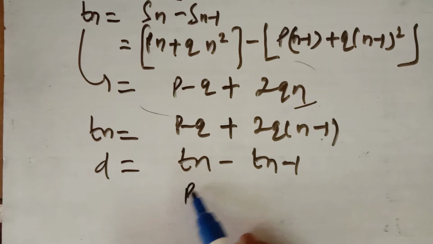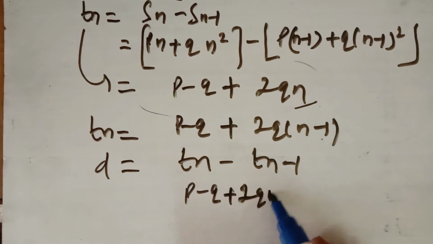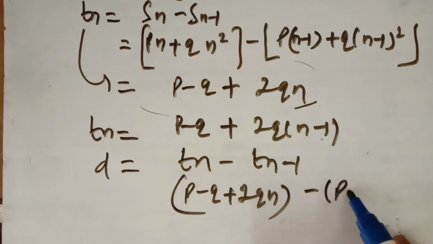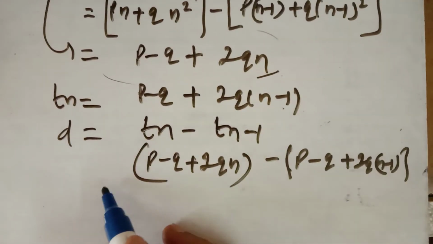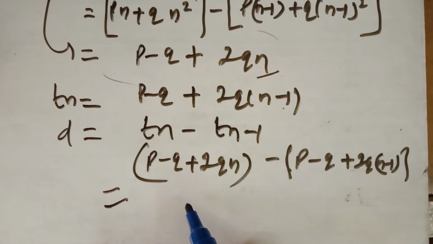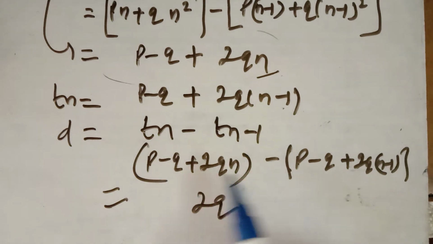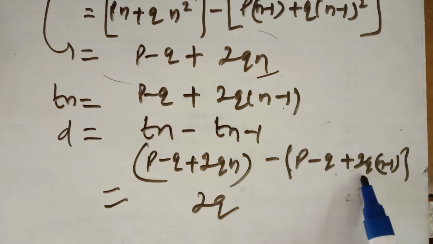So Tn is P minus Q plus 2Qn, and Tn minus 1 is P minus Q plus 2Q(n minus 1). See it carefully, simplify and open the bracket. You will get the common difference as 2Q, which is a constant. P से P cancel, minus 2Q plus 2Q, and open the bracket and simplify. It will be 2Q. So the common difference of this is 2Q.